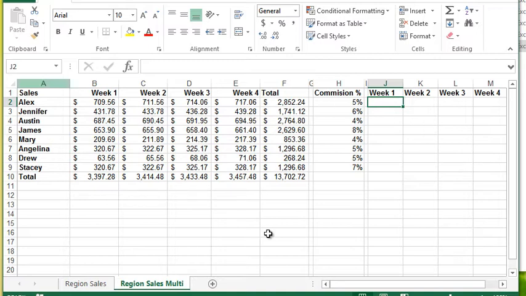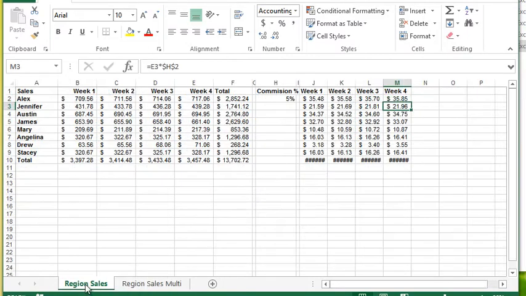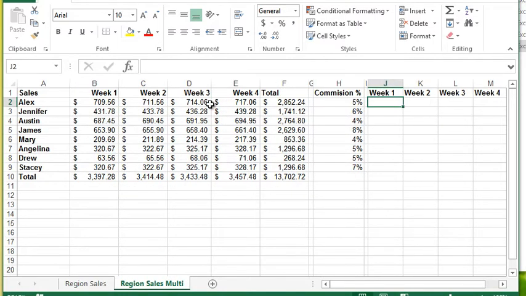So here I have the same spreadsheet we were talking about before. Let's say sales, week 1, 2, 3, 4, for certain salespeople. And then I want to calculate how much they're owed in commission. Now, in the previous example, we had one commission percent for everybody. So everyone was getting the same percentage. In this example, different salespeople get a different commission percent. And I'd like to accommodate that in the formula. So let's take a look at that.